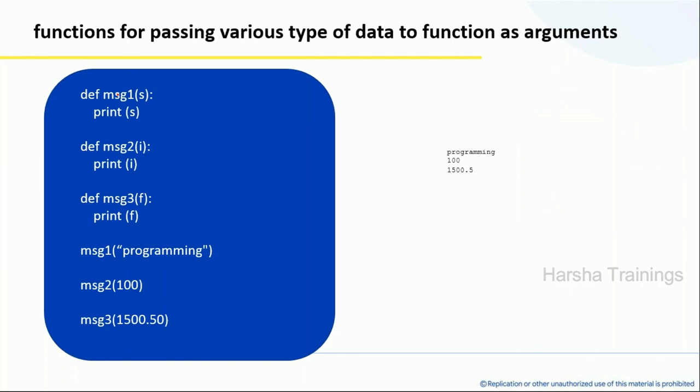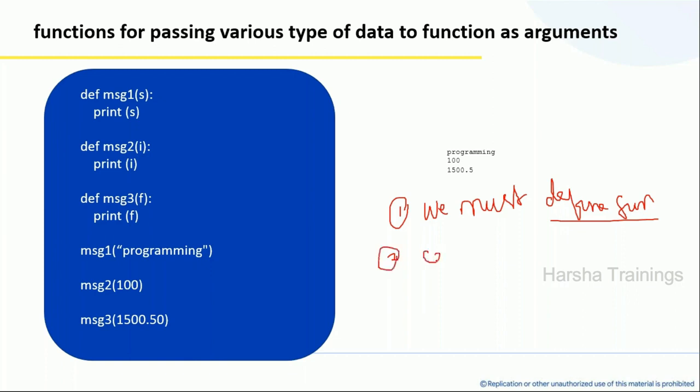Now, let us discuss various kinds of functions and go deeper into it. Yesterday I told two rules. First of all, we must define a function. What is the meaning of define function? It means function definition. The second one is that only then are we eligible to call the function. Now call the function. It is a mandatory rule.